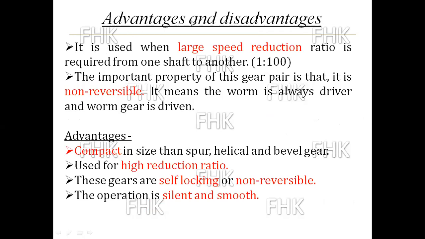Now the advantages and disadvantages of this worm and worm gear drive. It is used when a large speed reduction ratio is required from one shaft to another. That is the specialty of this worm and worm gear drive. When a large speed reduction ratio is required, at that time the worm and worm gear drive is used.